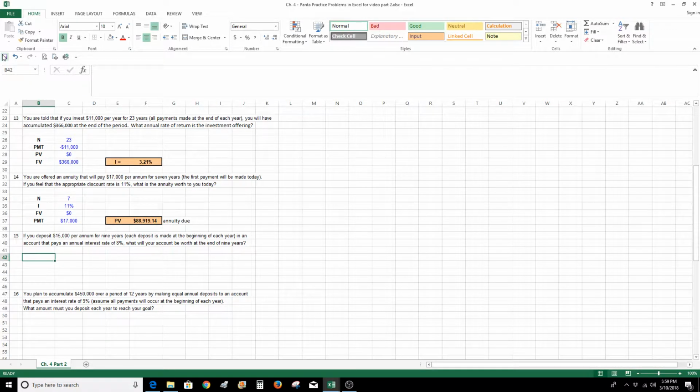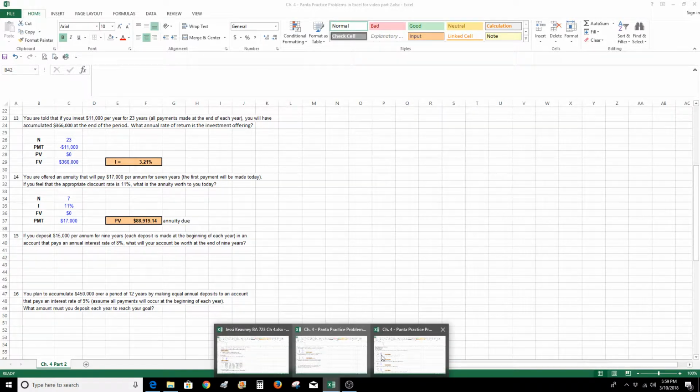Okay, problem number 15. If you deposit $15,000 per annum for 9 years, each deposit is made at the beginning of the year, so that tells me that, again, this is another annuity due, and an account that pays an annual interest rate of 8%, what will your account be worth at the end of 9 years? So this is telling me that I'm looking for future value.